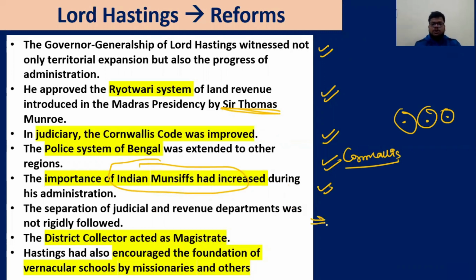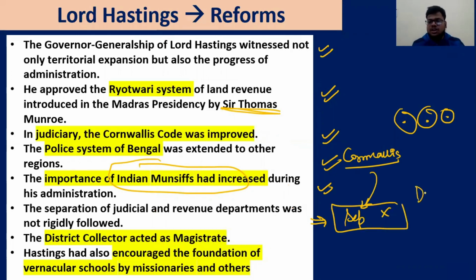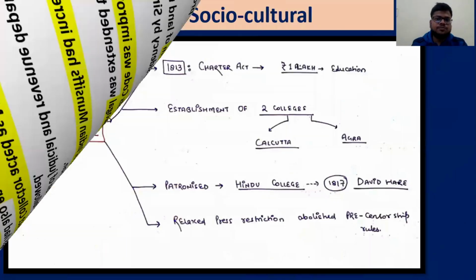Now, this one is important. The separation of powers which Lord Cornwallis had started did not remain in the times of Lord Hastings. In fact, the district collectors were again given the charge of the district magistrate. That means he also used to judge these cases of the judiciary. Then Hastings also encouraged the foundation of vernacular schools by the missionaries and others. So these are some miscellaneous reforms by Lord Hastings.